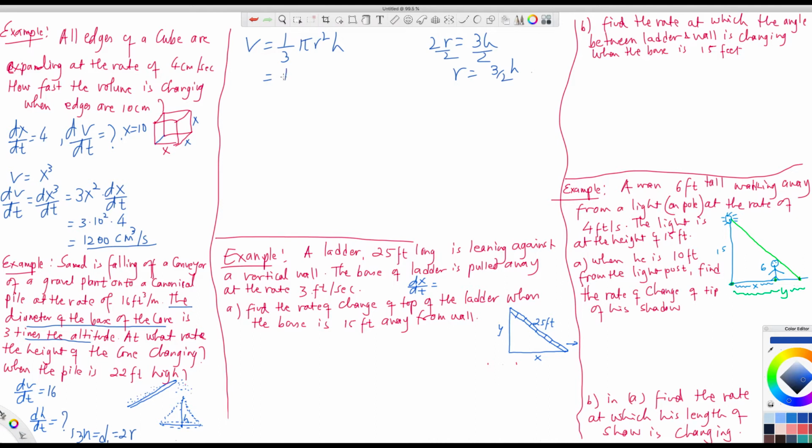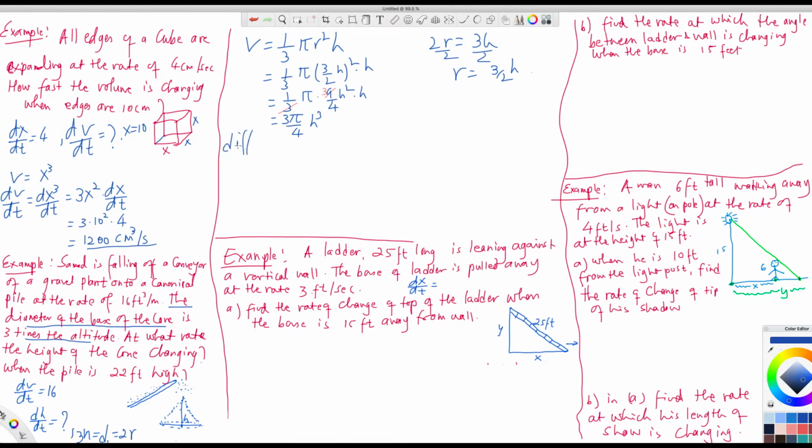So V equals 1 over 3 pi times r, which is 3 over 2 h, squared, times h. This can be written as 1 over 3 pi times 9 over 4 h squared times h. If you simplify this, the 3 cancels, and you will basically get 3 pi over 4 h cubed, because there is a 3 left. Now what we want to do is find the derivative with respect to h.